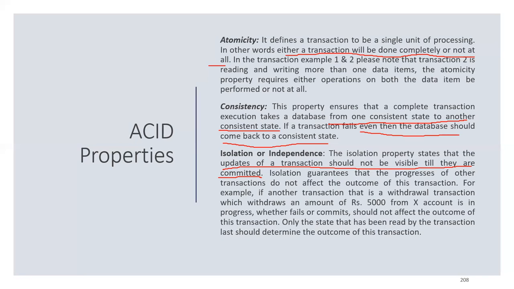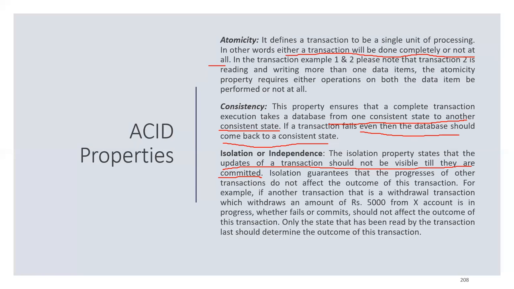Isolation: whatever updates happen while executing the transaction, the unit of processing, should not be visible till they are committed. So this is called isolation. Every transaction should be kept unaware of other transactions and execute independently. That's why this is called isolation or independence.